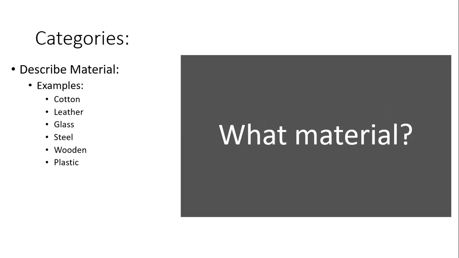Another category would be to describe the material. And when we're talking about the material, what material is it made of? Is it cotton? Is it leather? Is it glass? Is it steel? Is it wooden? Is it plastic? Right? And I'm pretty sure that you can think of different things that are made out of these materials. So this is another category.